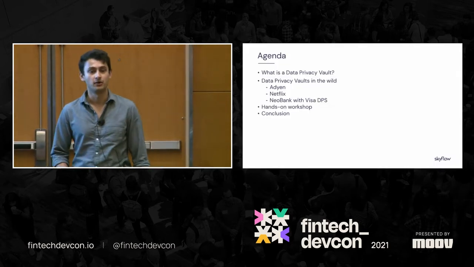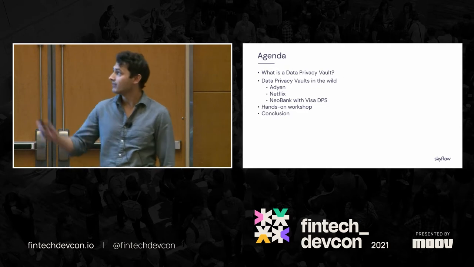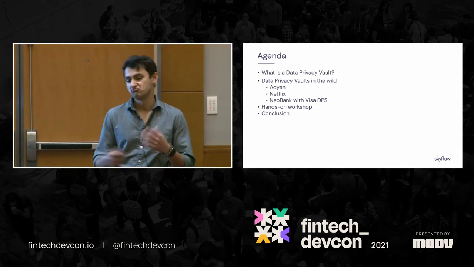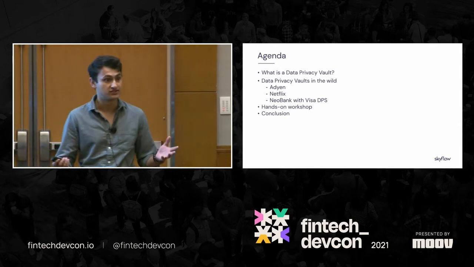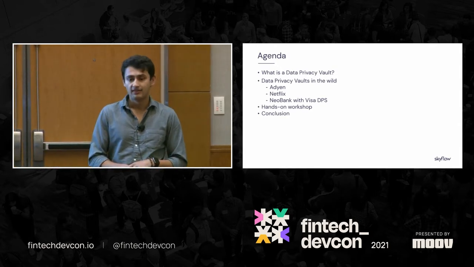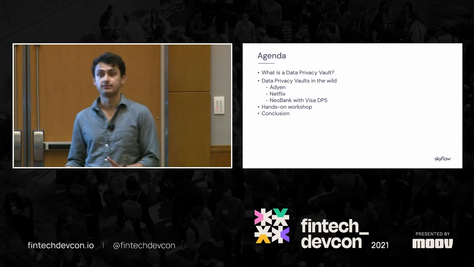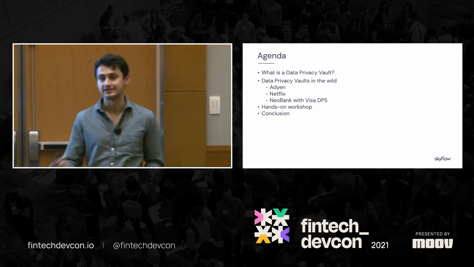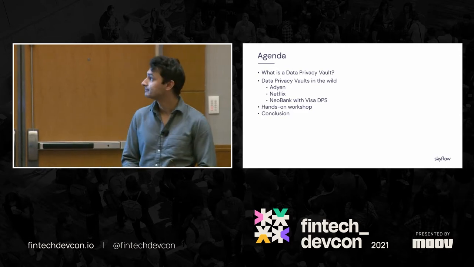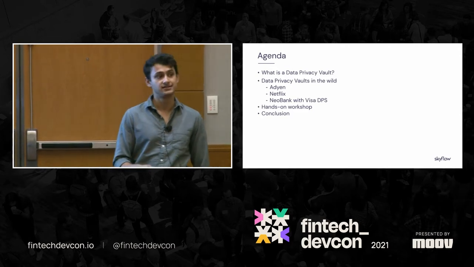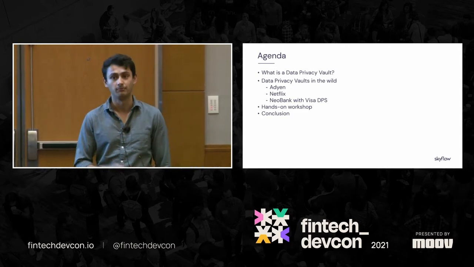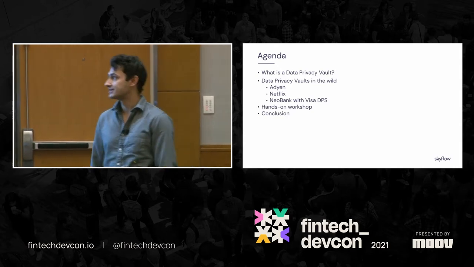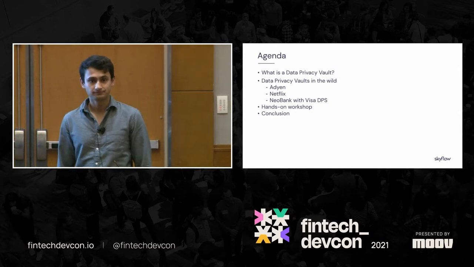Quick overview of what we're going to be talking about. First, what is a data privacy vault? Where does it fit into my stack? What's it used for? Then we'll look at some real-world examples of data privacy vaults. How are other companies using them, both big companies and startups? What are their use cases? Then we'll get into a hands-on workshop where we'll build our own quote-unquote data vault, just to illustrate some concepts. And then we'll wrap things up.